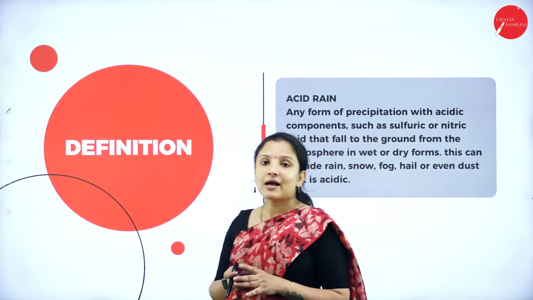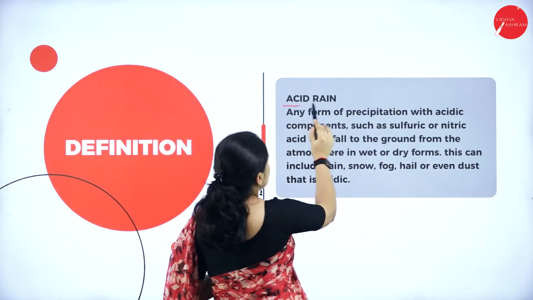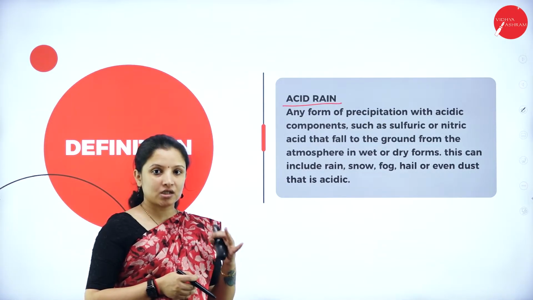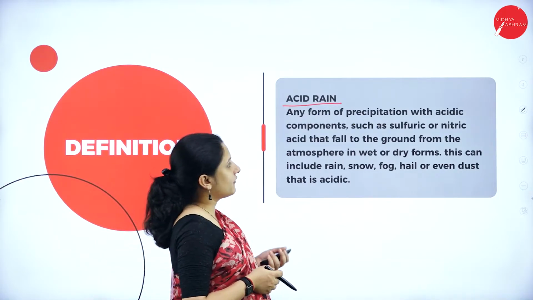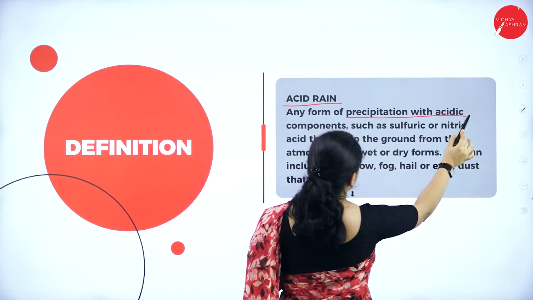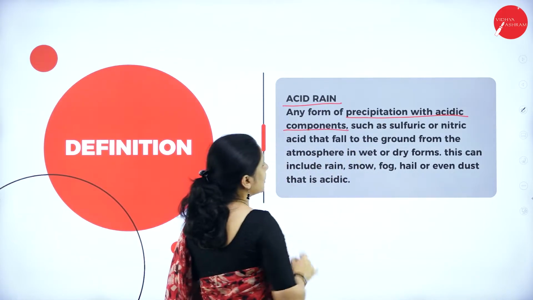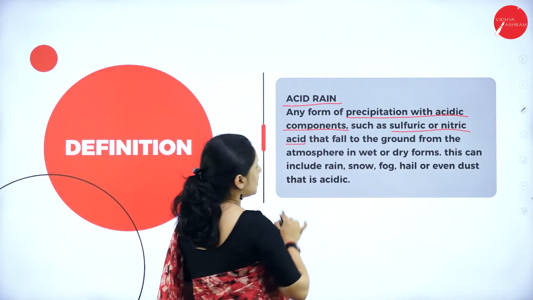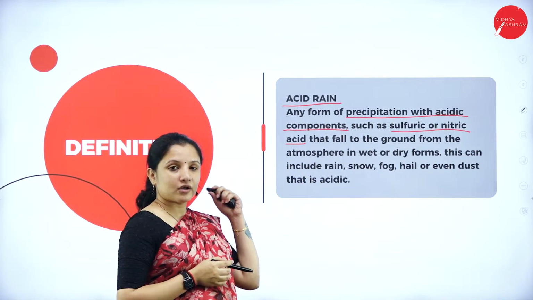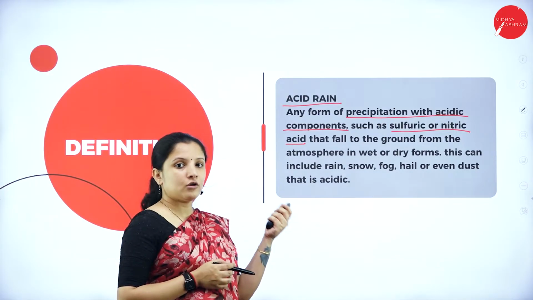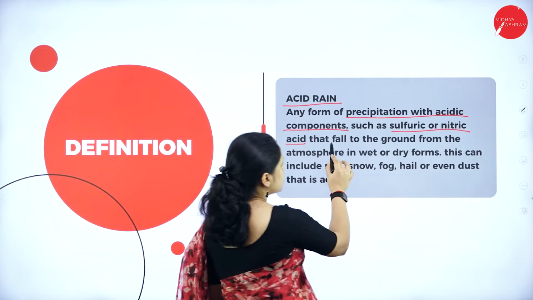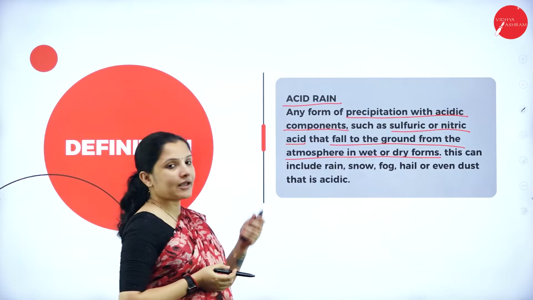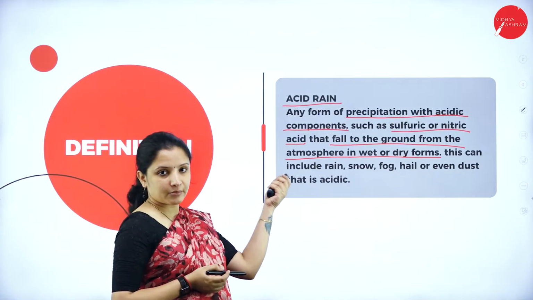Next, let's talk about acid rain. So what is acid rain? Any form of precipitation, that is fog, mist, rain, etc., which becomes acidic or which is filled with acidic components such as sulfuric or nitric acid, and if that snow or rainfall or mist or fog falls to the ground from the atmosphere in wet or dry forms, it can lead to acid rain, or it is nothing but acid rain.